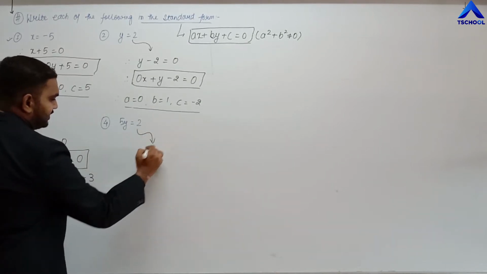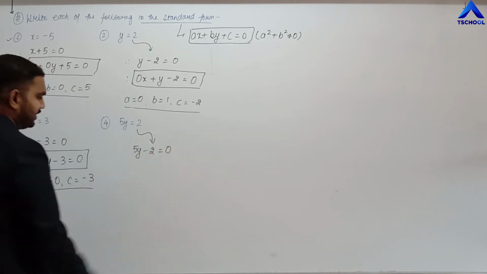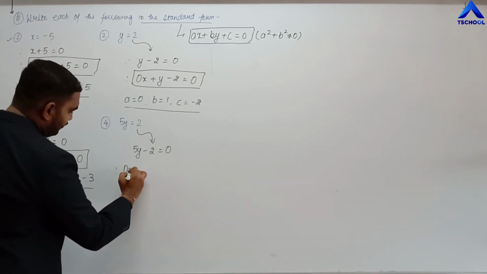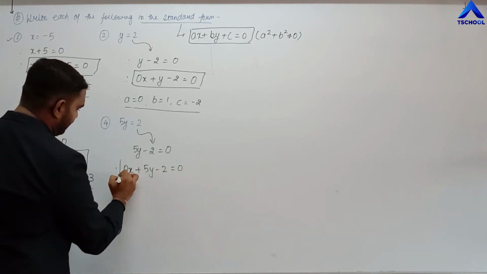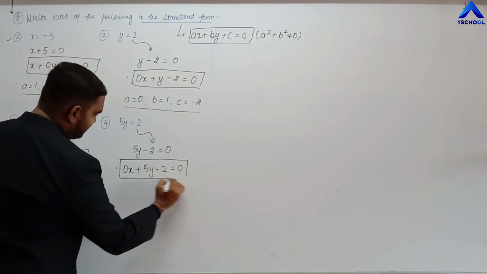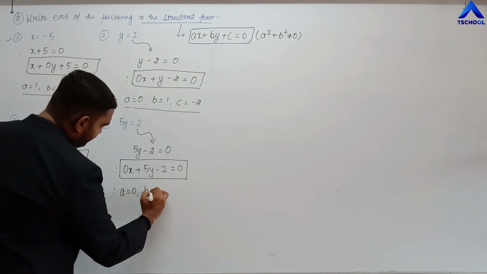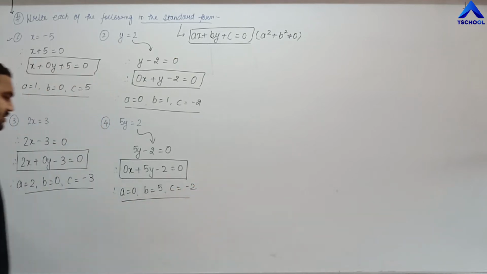And for the fourth example, 5y minus 2 is equal to 0. Therefore 0x plus 5y minus 2 is equal to 0. So that is the standard form, and hence a equals 0, b equals 5, and c is equal to minus 2. So we got all the values here for a, b and c in all 4 examples.